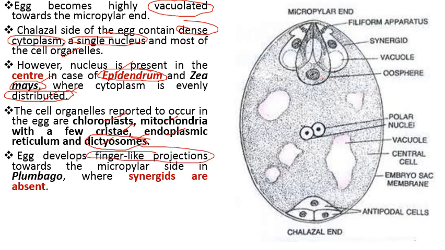In some exceptional cases like we have Plumbago, here synergids are absent. So जो egg है उसमें ही finger like projections appear होती हैं जैसे कि filiform apparatus होते हैं synergids में, but Plumbago lacks synergid cell.